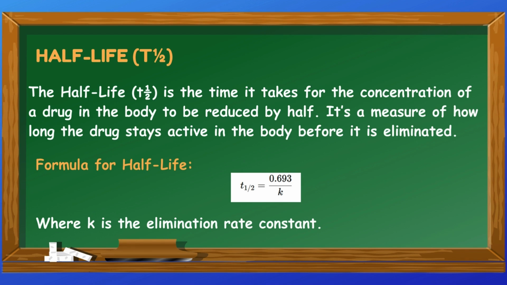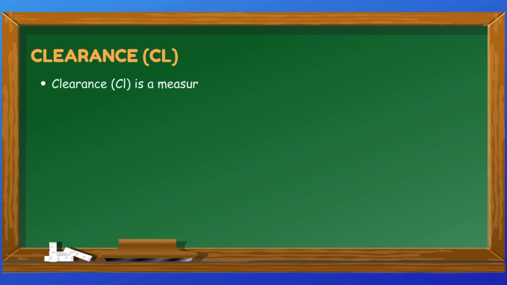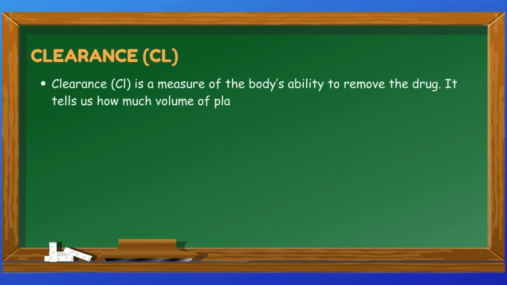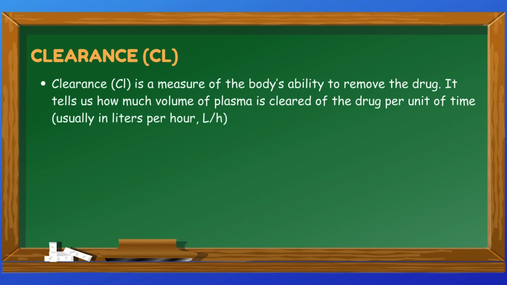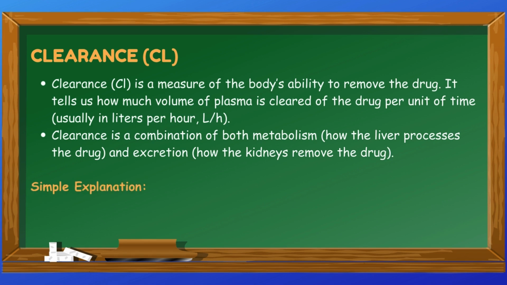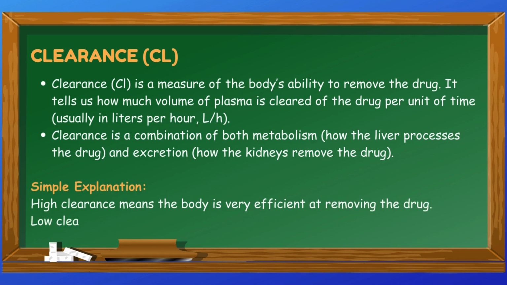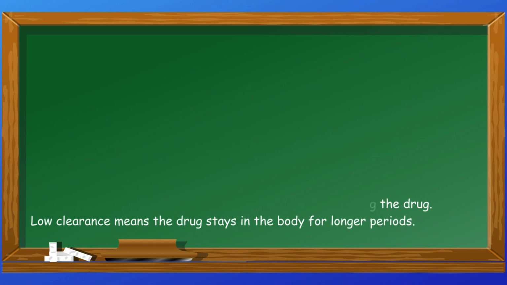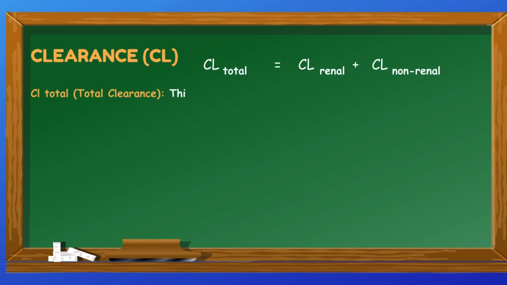And the last parameter is clearance. Clearance is a measure of the body's ability to remove the drug. It tells us how much volume of plasma is cleared of the drug per unit of time, usually in liters per hour. Clearance is a combination of both metabolism, how the liver processes the drug, and excretion, how the kidneys remove the drug. Let us simplify that. High clearance means the body is very efficient at removing the drug. Low clearance means the drug stays in the body for longer periods. This is a formula that is used to calculate clearance.